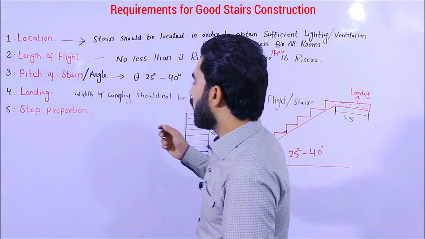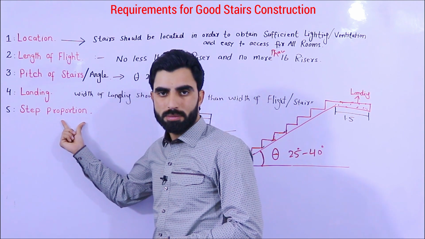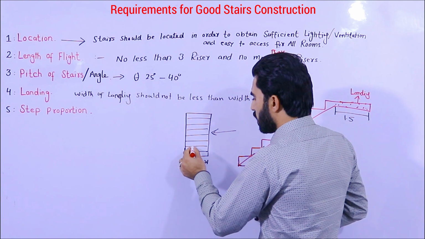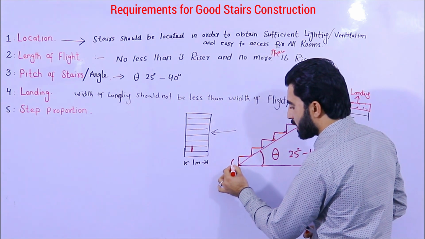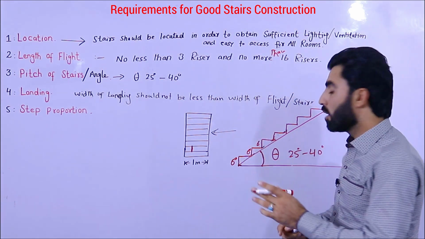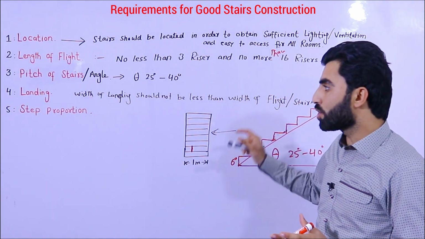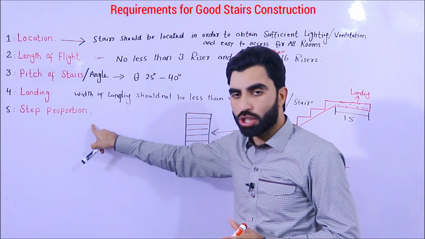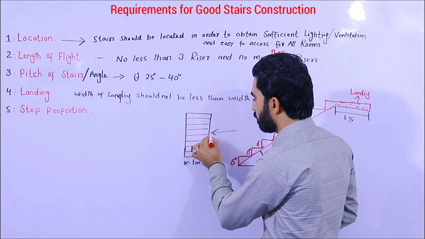The last requirement for good stair construction is step proportion. You can see here the tread and the riser. For example, if the riser is 6 inches, all the risers should be 6 inches. The others should not be more or less than 6 inches. This is the good stair requirement. Step proportion means if the tread is 11 inches, all of them should be 11 inches.